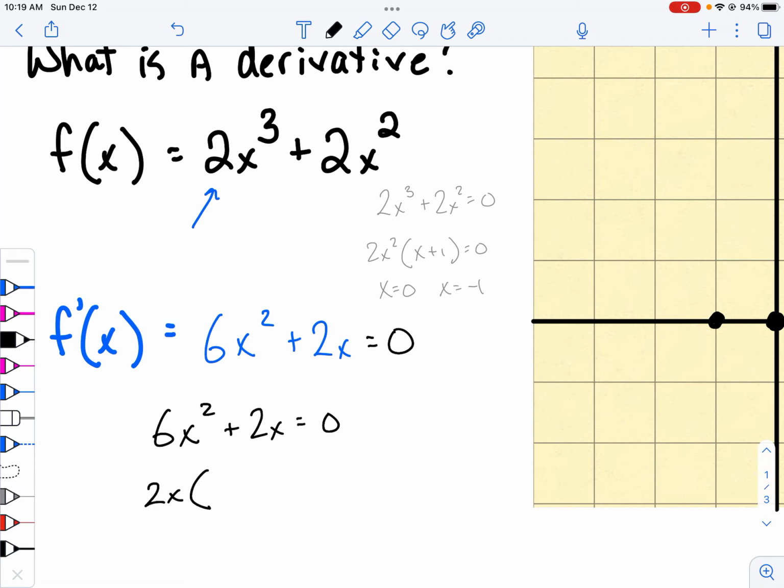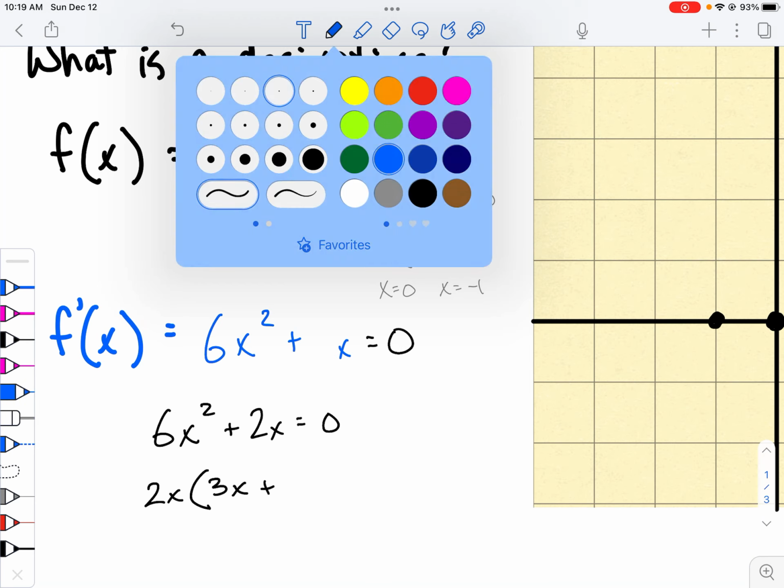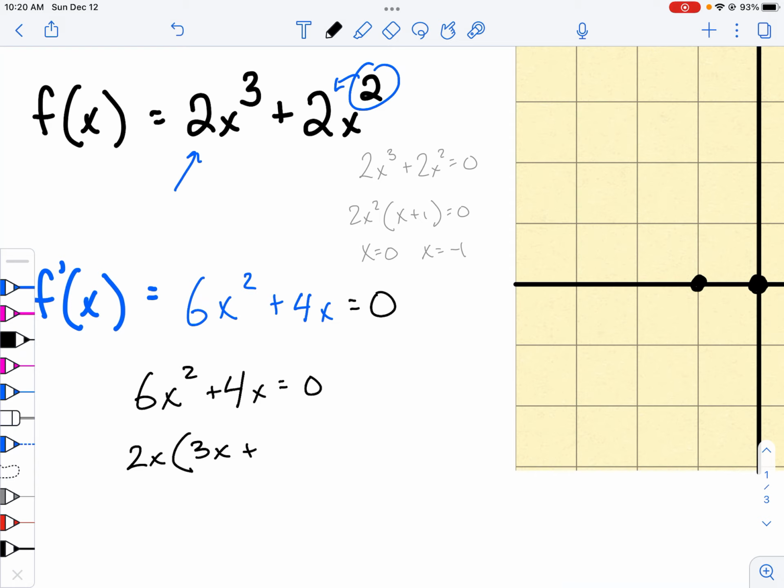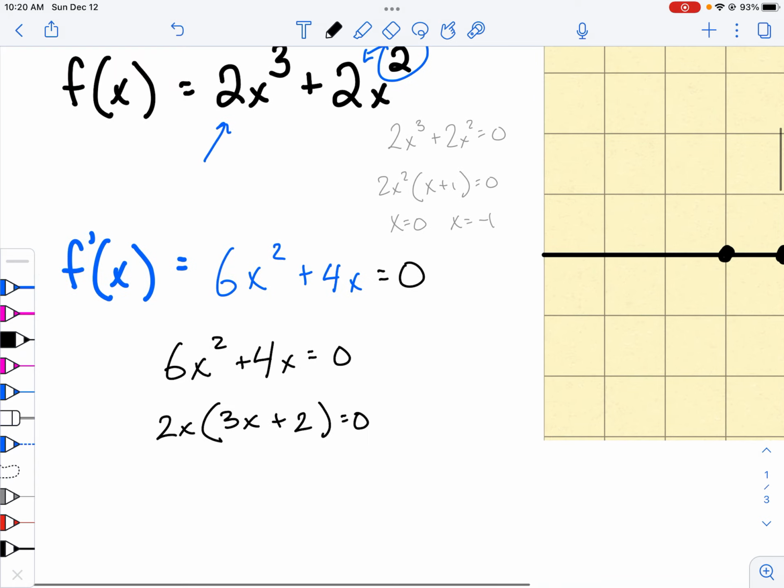Factor. I'm going to get 3x plus... Oh, drats, I did something wrong. You might have caught this mistake. This should have been a 4, just so that we're clear, because when this comes down here, it should have been a 4. So that changes this to a 4, and that changes this to a 2, and we're right back on track. So sorry about that earlier mistake.